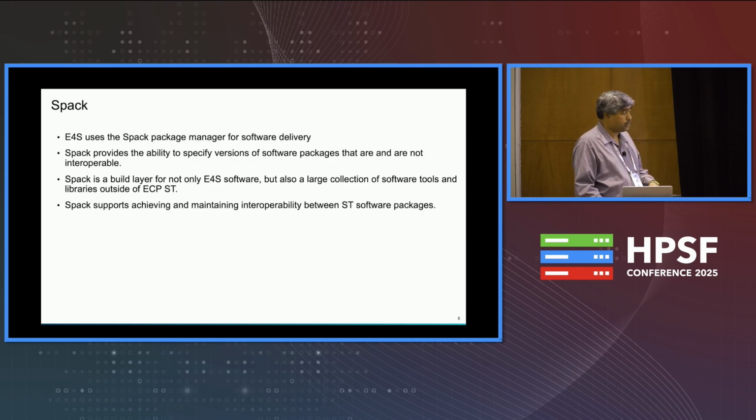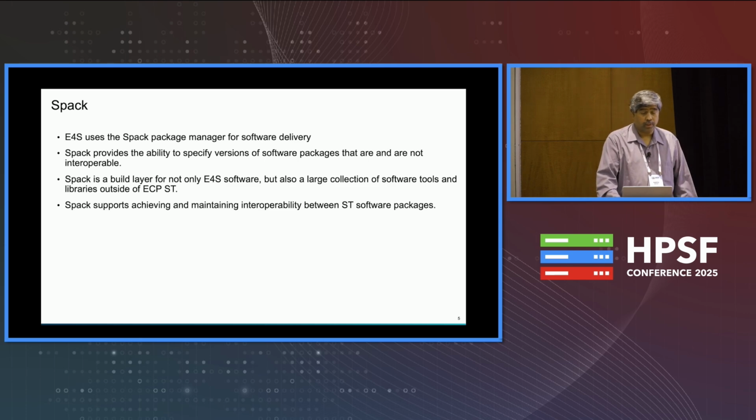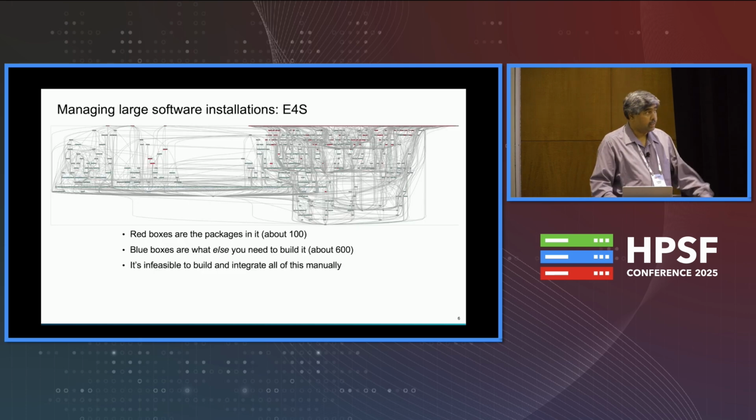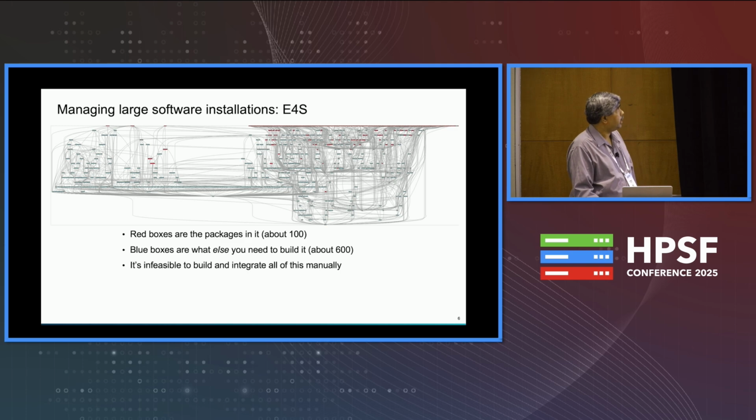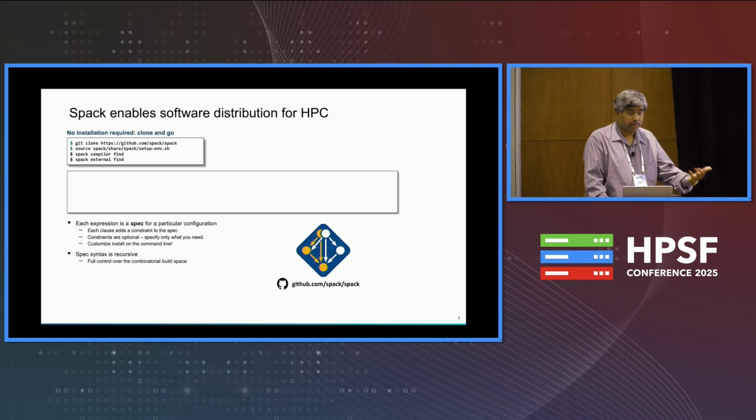E4S, as you know, uses the Spack package manager for software distribution. And as Todd showed earlier, there is a pretty complex dependency graph here. The red boxes are the top level products, the packages in E4S, and all the others are the packages that need to be installed. And clearly, it's not something you can do manually, one package at a time.